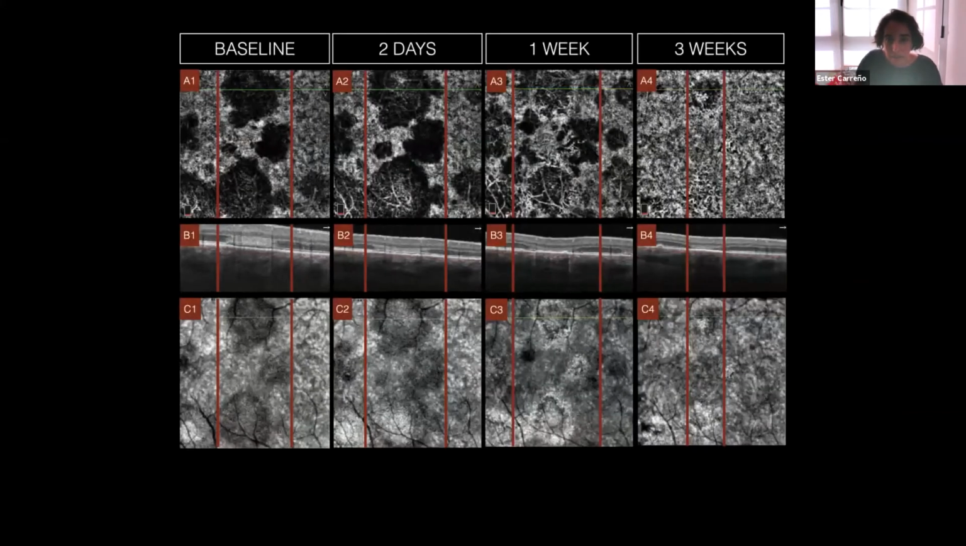And here is another image of a patient with AMPPE. And you can see how the lesion in the structural OCT is smaller than the lesion in the OCTA, which also gives us an idea that the primary insult is probably in the choriocapillaris rather than in the pigment epithelium.